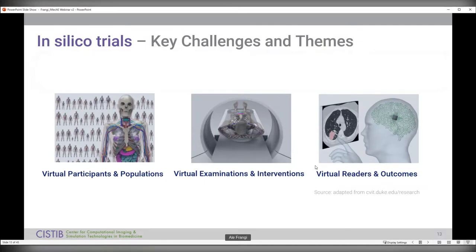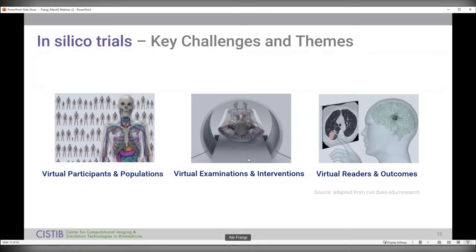So what do you need to actually develop those in silico trials? Fundamentally, three main areas require work. This is just a very high level view. How do you create virtual patients and virtual populations from large data sets? The previous talk gave some examples of using data from patients, and real world evidence more generally, to create virtual populations.